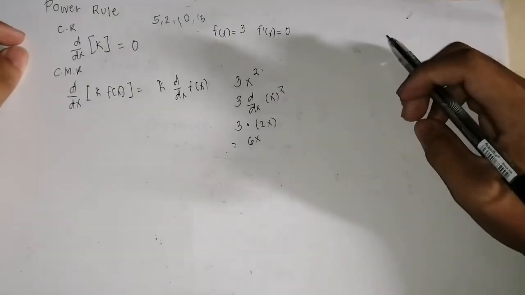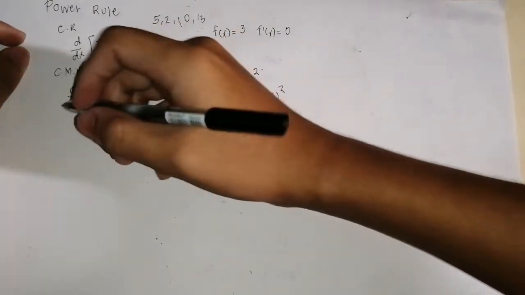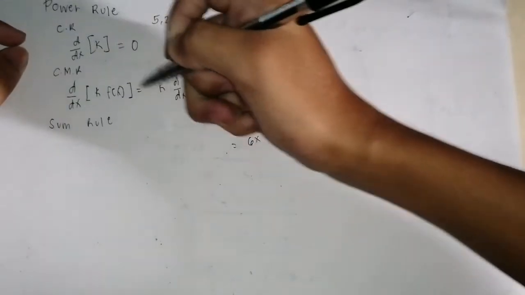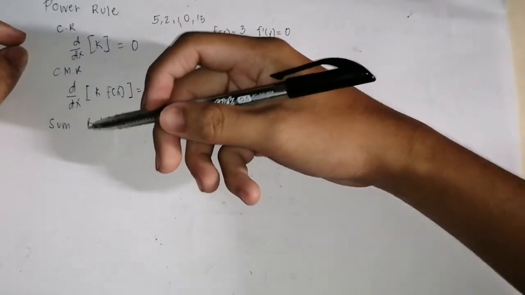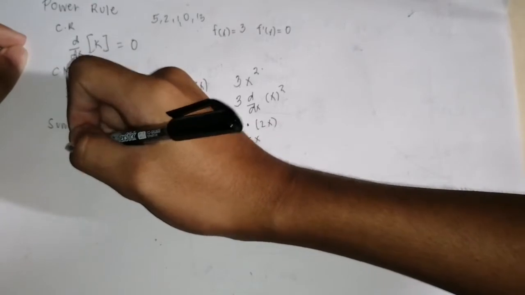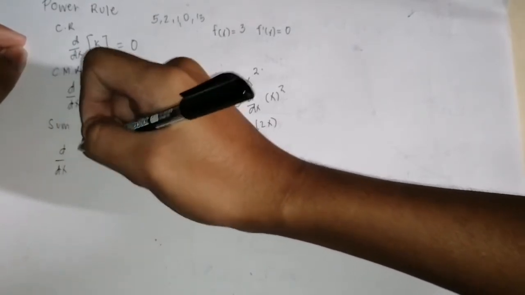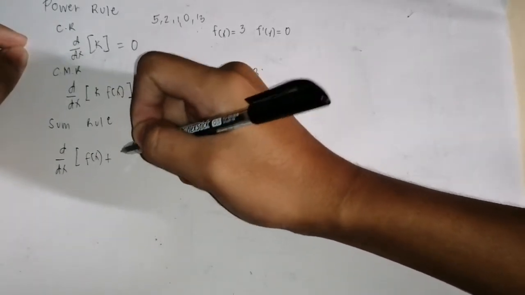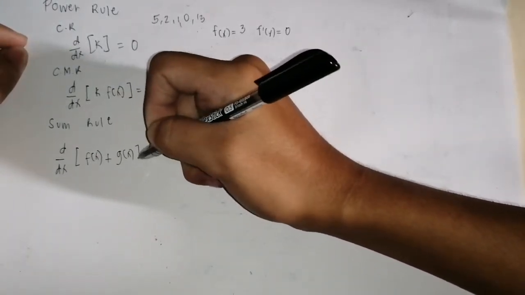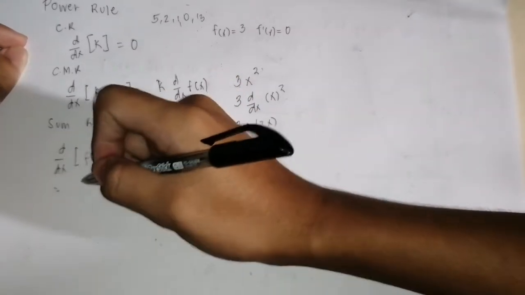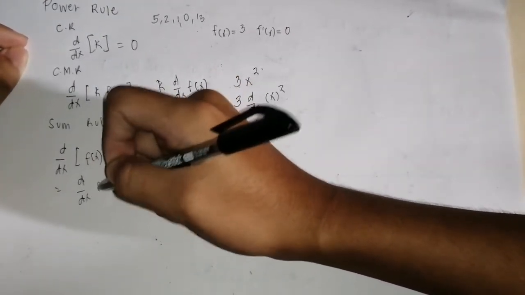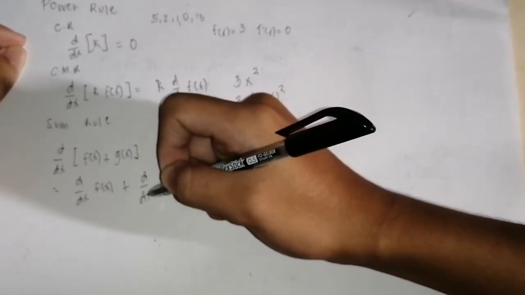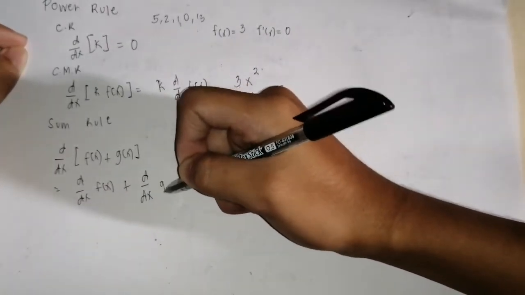Then, another type of rule is called the sum rule. What is this sum rule? The word sum means addition. So, the derivative with respect to x of a function f of x plus another function g of x is equal to the derivative of f of x plus the derivative of g of x.